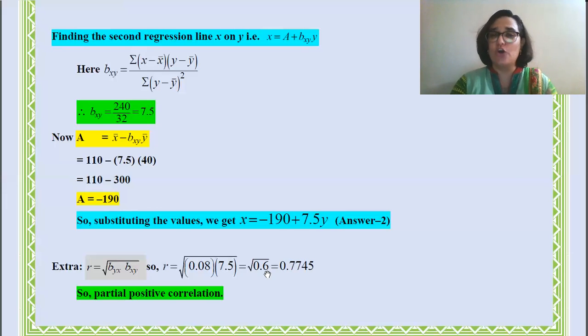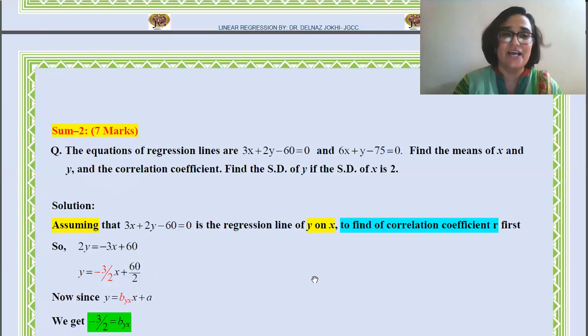Yes, the correlation coefficient can be obtained if you have the two regression coefficients. क्या आंसर आया आपको? 0.7745. प्लस में आंसर है. So, what is the type of correlation? As you see on your screen, last line, green highlight, partial positive correlation. All right? So we are coming to the end of the first sum.